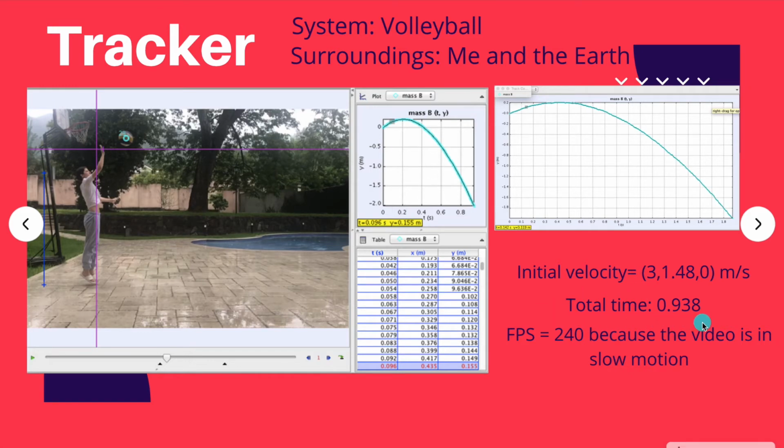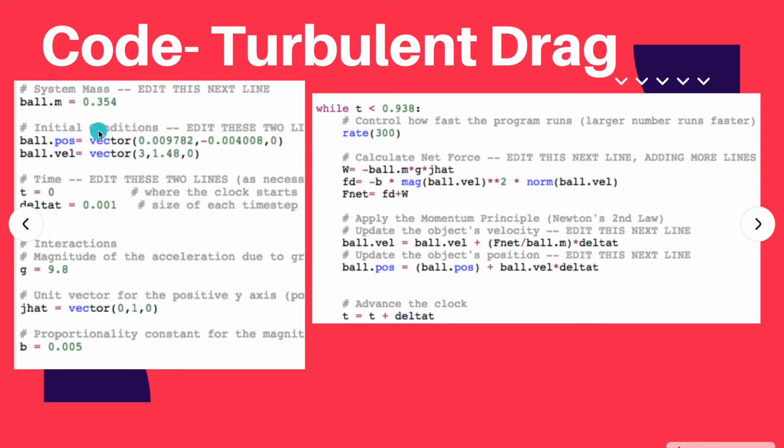My system was the volleyball and the surroundings were both me and the earth. This is the code for the turbulent drag. We first put the initial conditions, which was that the mass of the ball is 0.354 kilograms. Then we put that the position of the ball is this, which was almost 0. And the velocity of the ball is, like I said, the one we calculated in Tracker. The loop started at 0 seconds, and then delta t was a very small time step. We defined the gravitational constant 9.8, the unit vector for the positive y-axis, and the proportionality constant for the magnitude of the drag force.